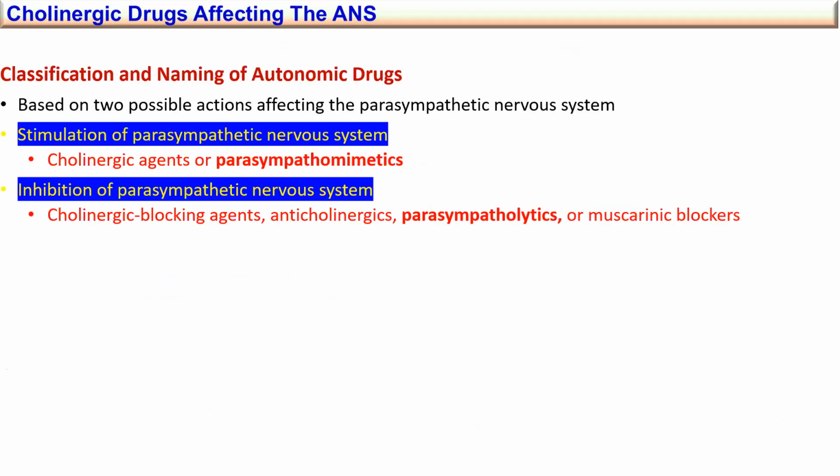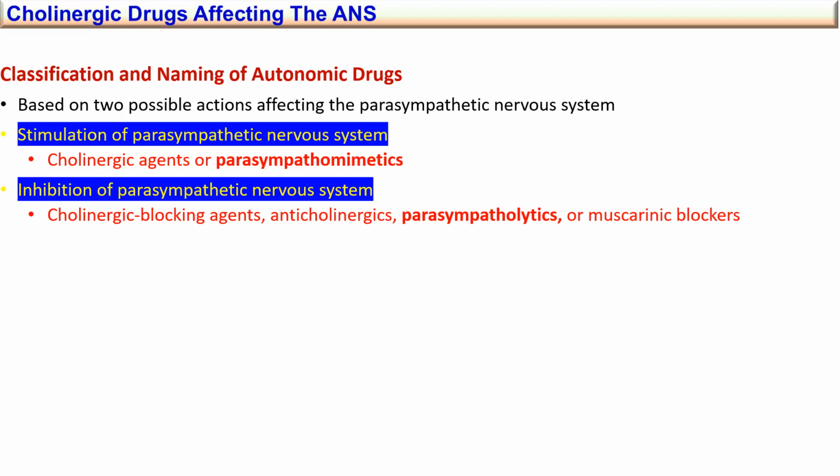Now, the classification and naming of autonomic drugs. When we say cholinergic drug or anticholinergic drug, what's the source of this naming? How did we arrive at that specific name? It is based on two possible actions, sympathetic versus parasympathetic.